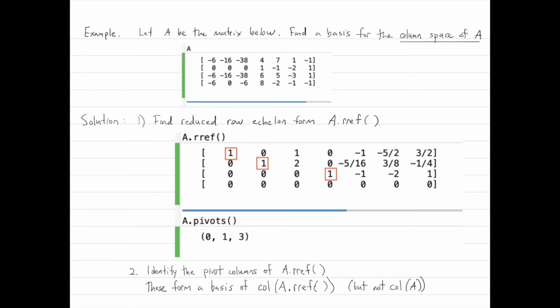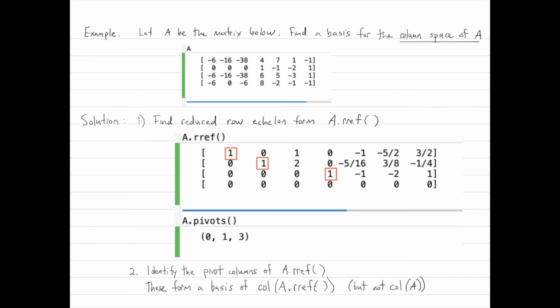Okay, so then step 2 is identify the pivot columns of the reduced row echelon form of A. So I've boxed them in red here. What makes them the pivot columns? They're the leading ones of each row. So, like for example, in row 3, 0, 0, 0, and then we hit a 1. In row 4, there's no leading 1, so no pivots.